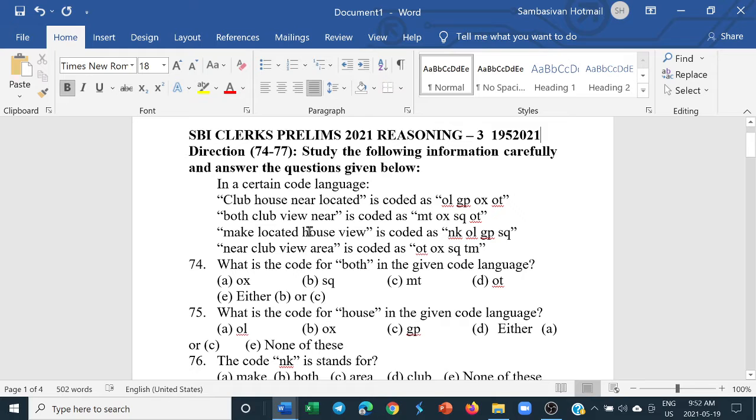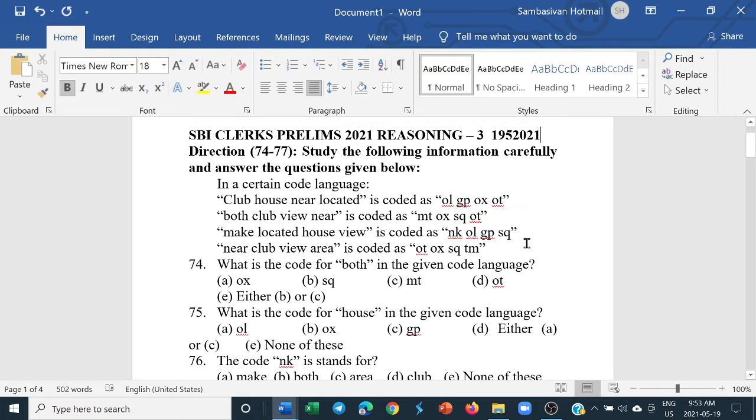Direction 74 to 77. Study the following information carefully and answer the questions given below. In a certain code language, clubhouse near located is coded as OLGPOXOT. Both club view near is coded as MTOXSQOT. Make located house view is coded as NKOLGPSQ. Near club view area is coded as OTOXSQTM.